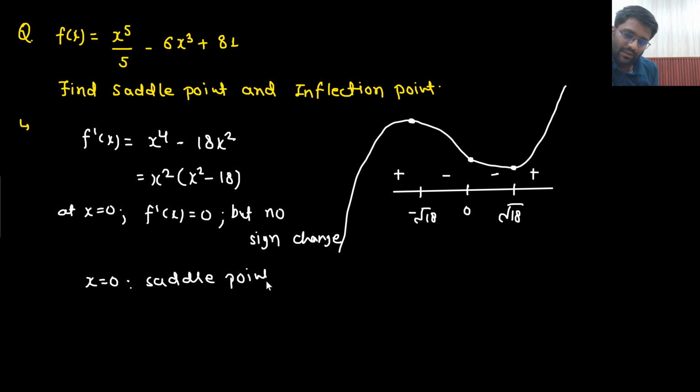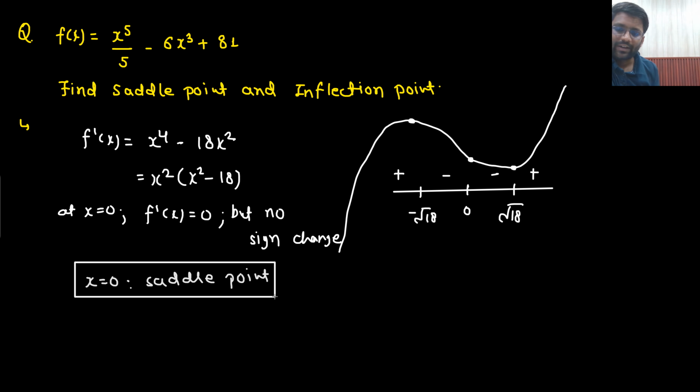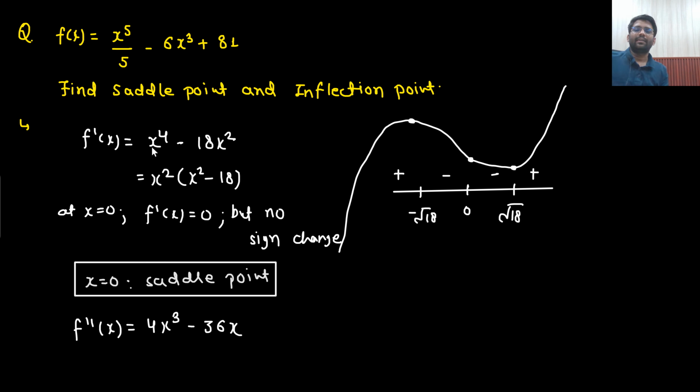But if they ask about the point of inflection, what will I do? For finding the point of inflection, I will do the double differentiation. When I double differentiate it, I am getting 4x cube minus 36x. Here, if you differentiate, it will become 4x cube and this will become 36x. You are getting 4x common, and inside you are getting x square minus 9.